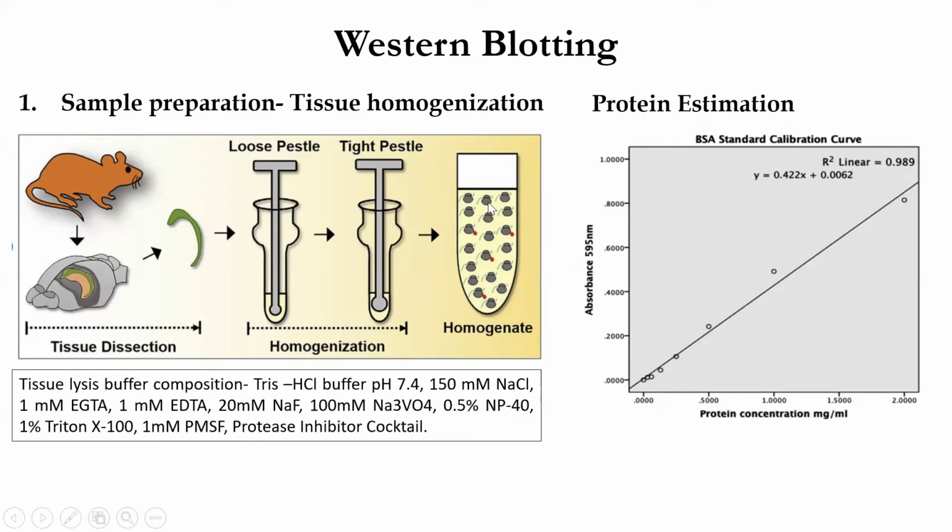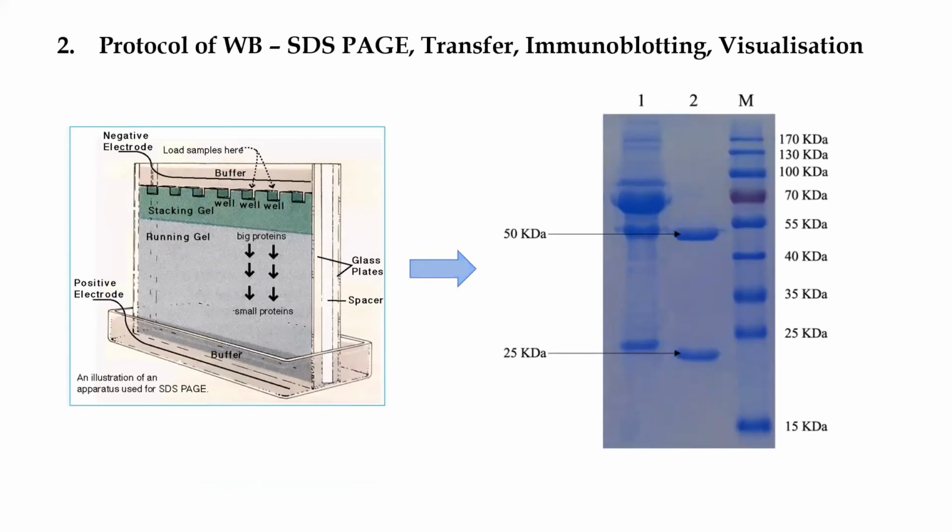Okay. So usually 50 microgram of protein, an equal amount of protein, is taken from all the test tissue samples and it is loaded on an SDS-PAGE gel. Okay. So for example, now here I will load the control slide. Here I will load the tumor slide.